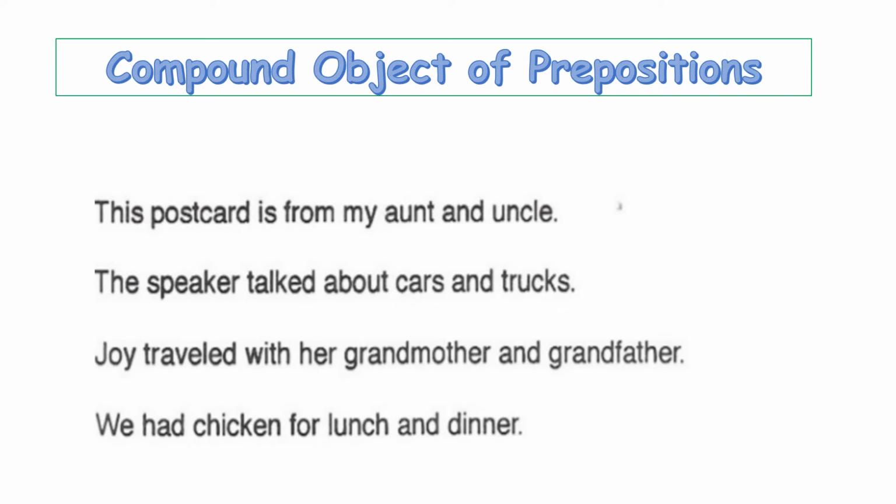Today we're going to talk about compound object of the prepositions. We've already learned what an object of the preposition is, and we've parsed prepositional phrases within sentences. Now we're going to take a look at what a compound object of the preposition is. Remember that compound means two things that are brought together. Let's look at our first sentence.